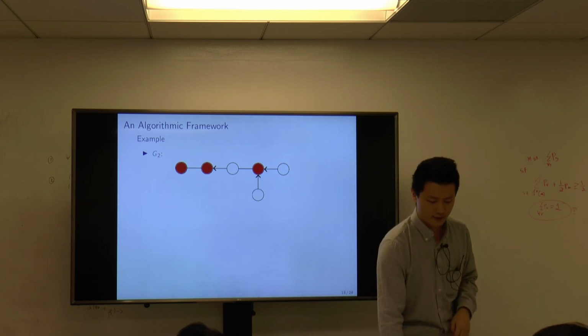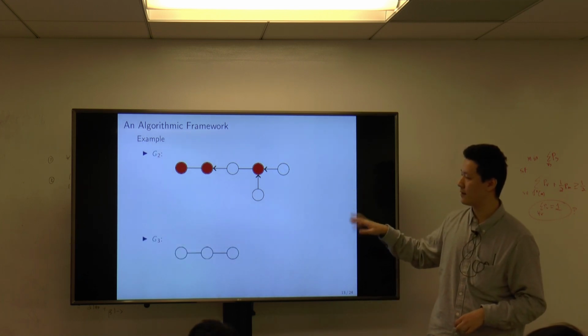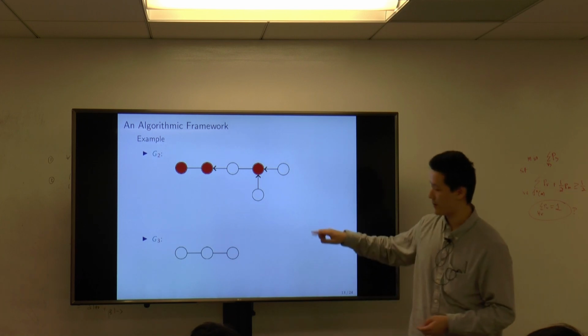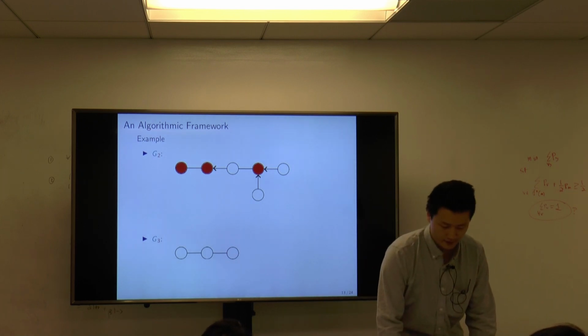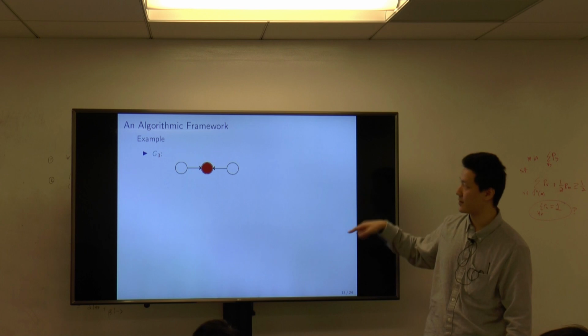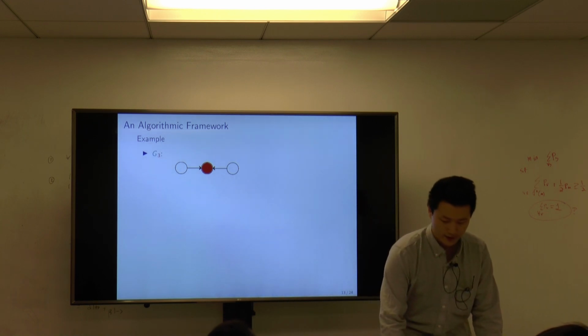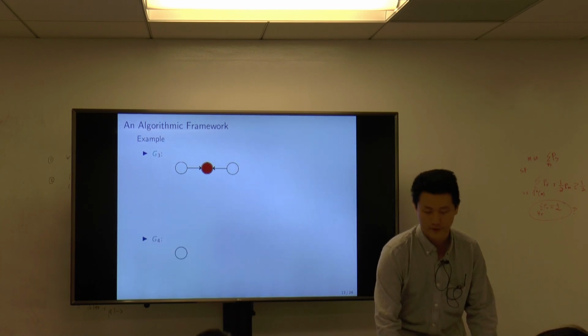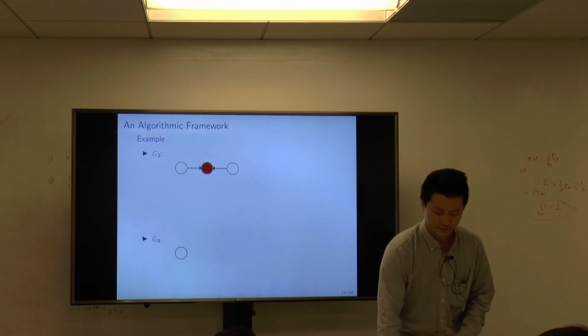Okay, so you randomly choose leaders again, then you do the contraction, you have this graph, and then I randomly choose leaders, and then I do the contraction again, then I have this one. Finally, we have a single vertex.